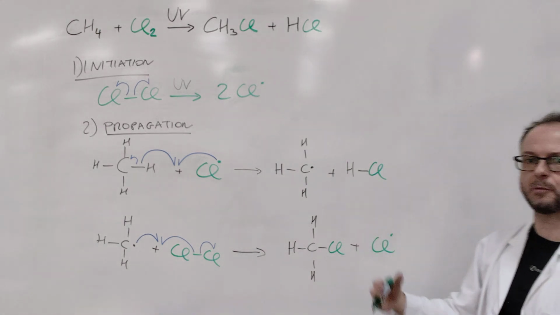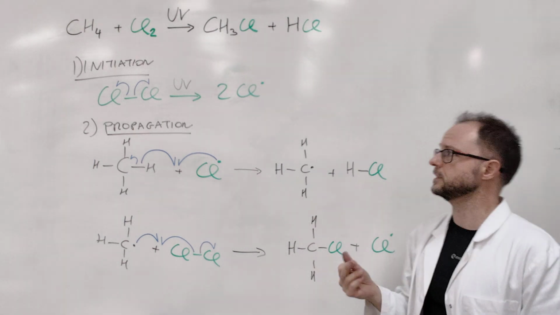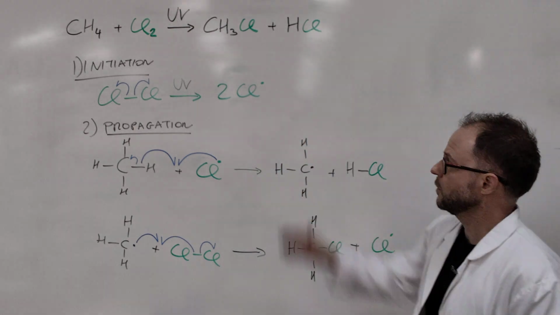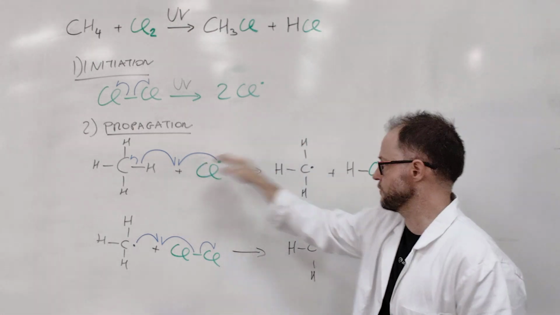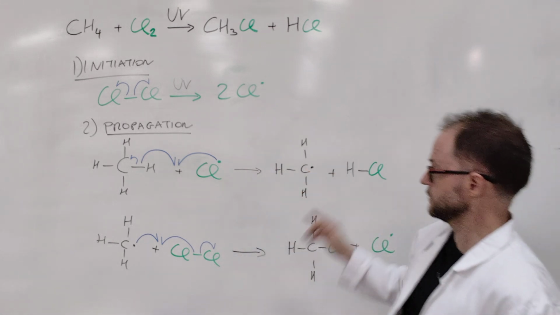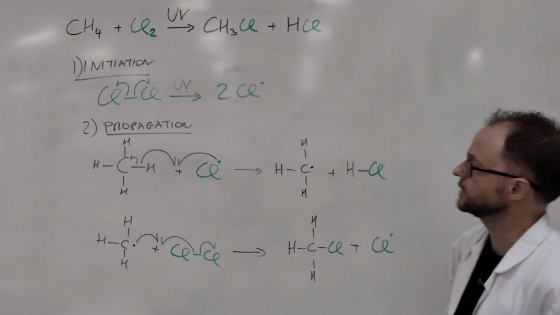And that's why it's called a propagation reaction. And that's why it only requires a small amount of UV light. UV light generates the chlorine free radicals. Once they're generated, then the reaction can keep on going. So the chlorine free radical appears here, is regenerated, and continues to attack more methane molecules.